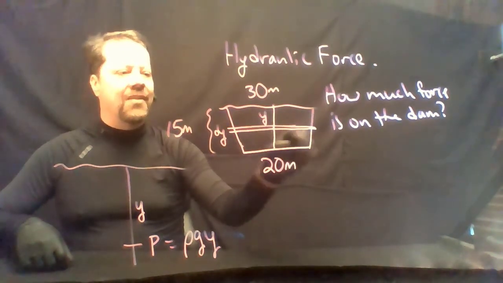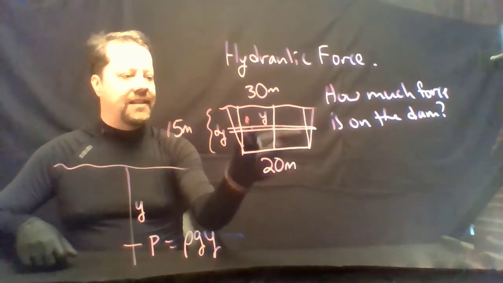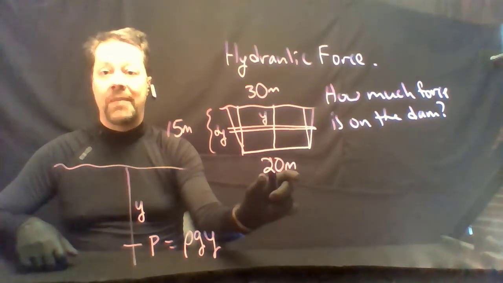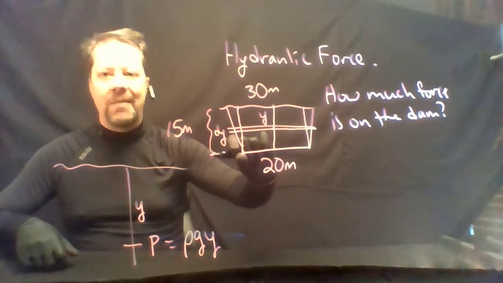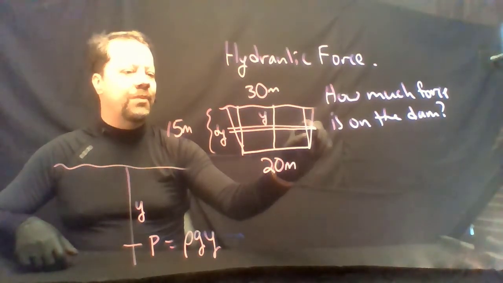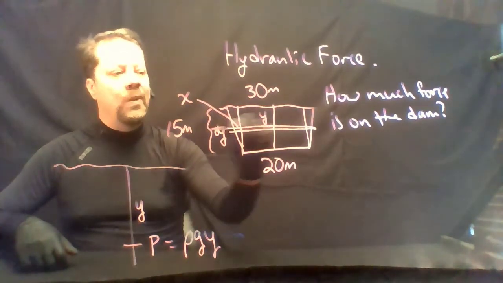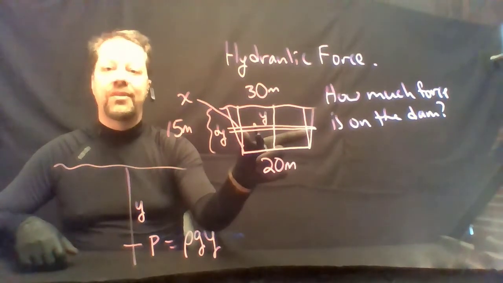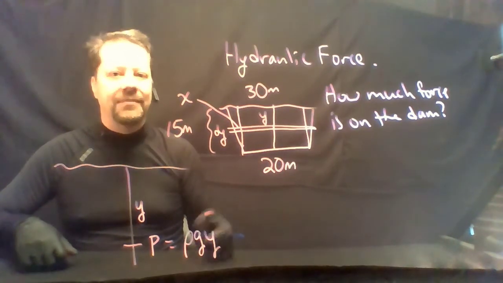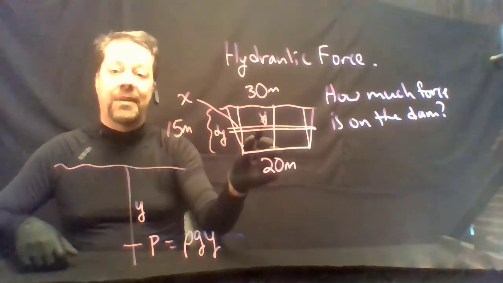To figure out the area, though, that will depend upon where we take the cross section. At a depth of 15 meters, that little area will be dy times 20 meters. It's 20 meters wide, dy meters thick. But at other depths, we'll get a little bit more area. So what we'll do is we'll define this little value over here to be x. So the width will be 20 plus 2x. So the area will be 20 plus 2x times dy. But x will depend upon y. How does x depend upon the depth?